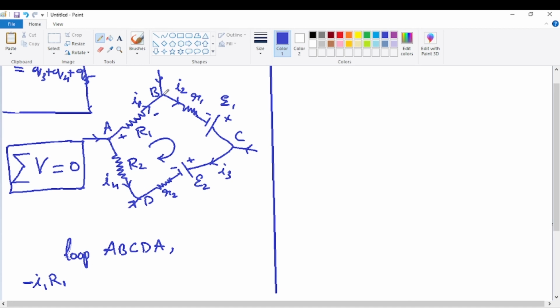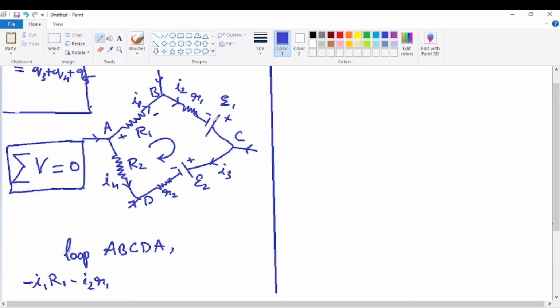Next we are going from B to C. As we are going from B to C, firstly we are going across the internal resistance, again in the direction of current. In the direction of current means the change in potential is negative, because we are going from higher to lower. Change will be final minus initial, so lower minus higher is negative. So it is minus I2 small r1.